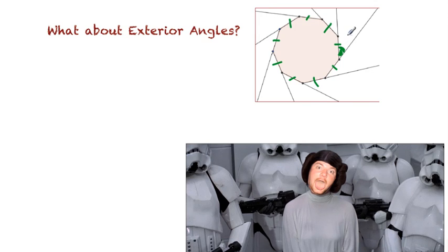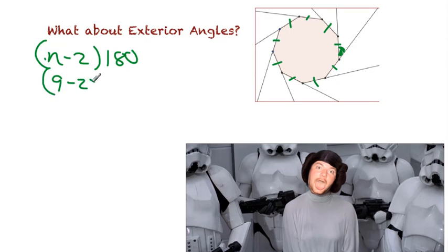Well, one way you could do it is n minus 2 times 180. So what does that give us? If this is a 9-gon, we get 9 minus 2 times 180, which is 7 times 180. I'm going to have to get my calculator out. 7 times 180 gives us 1260. So this all equals 1260.